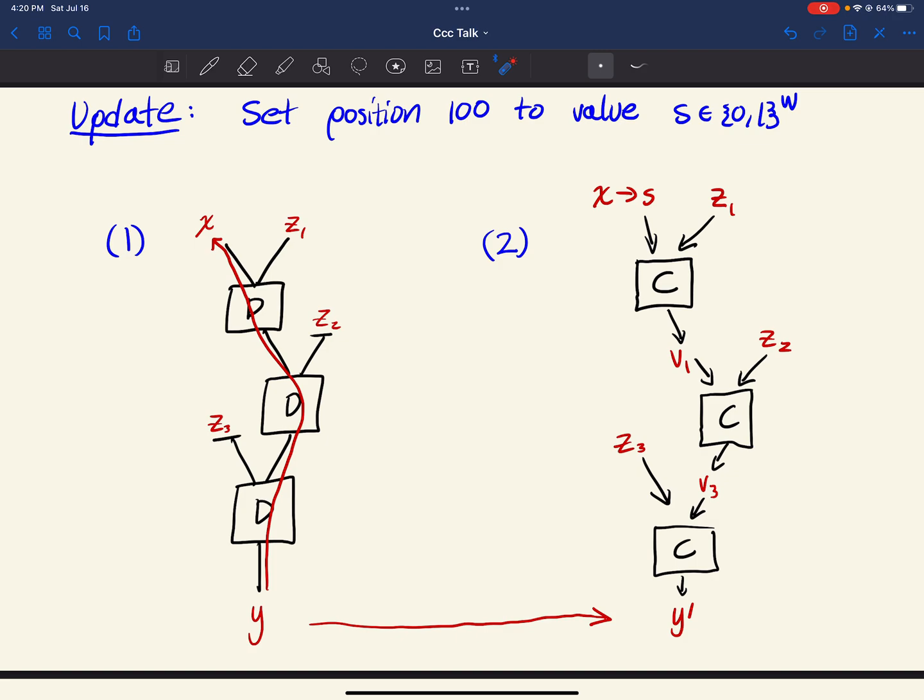And now, sort of the second step, we're going to work backwards. So what I want to do is change this value x to some new value s. And now I'm going to take s and z1, and run them through my compressor and get out some new value v1 here. Now I take v1 and the off-branch value here, compress them again through here, and finally z3 and v3 over here, and compress them to our new seed here.